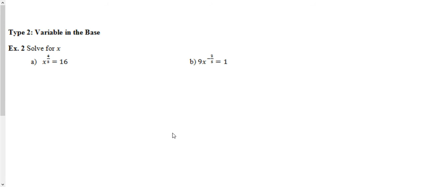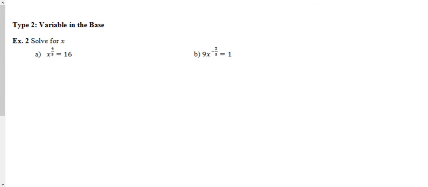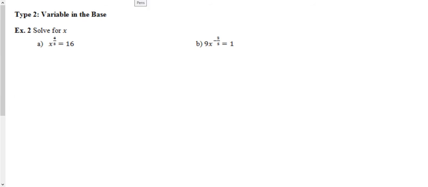For this next example here, we're going to be trying to solve for x, but this time instead of x being our exponent, it's going to be our base value. To solve for x here, what you want to do is try to isolate it as best as you can. My strategy for this one is to rewrite this fractional exponent as a radical. There we go.